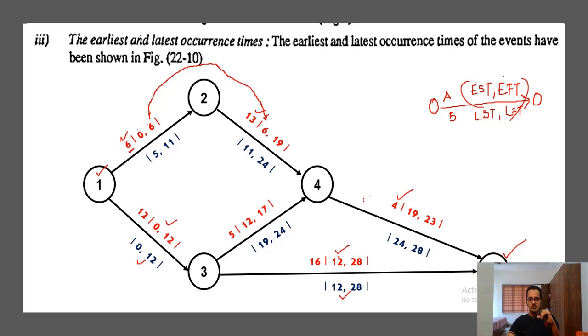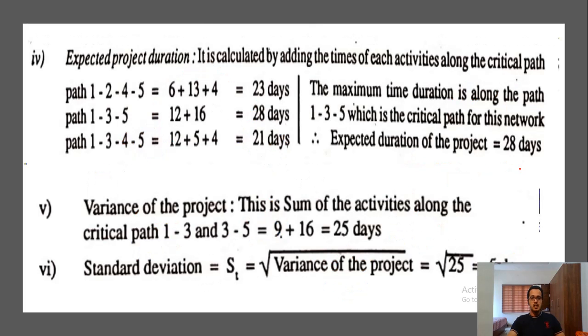These are same, which means that the critical path is 1, 3, 5. You just remember this, okay? So 1, 3, 5 is the critical path. Okay, going to the next step.